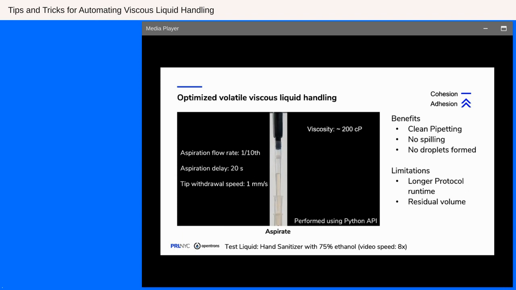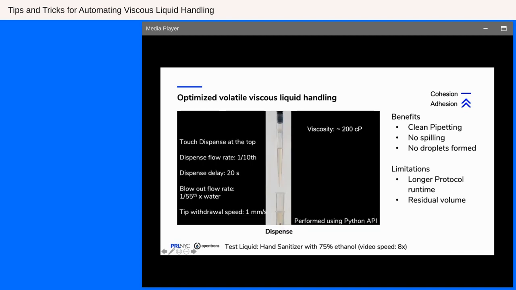Now we are going to withdraw it. And as you can see, there was no droplet forming around the tip, but we definitely need an air gap to avoid any kind of spilling of liquid if there is pressure built inside the upper cavity of the tip and the plunger, between the top surface of the liquid and the plunger. So we see a clean tip and there's no spilling and no droplets are formed. Now let's take a look at how we can dispense it.